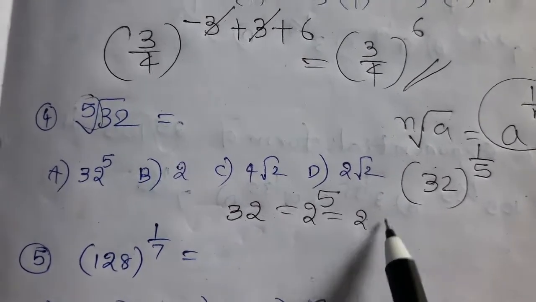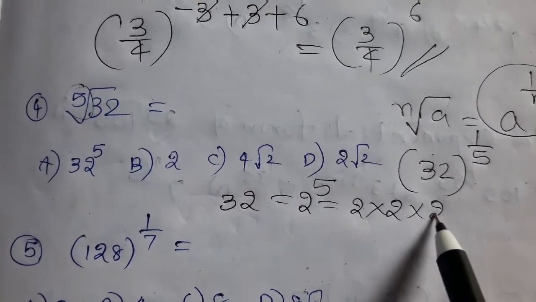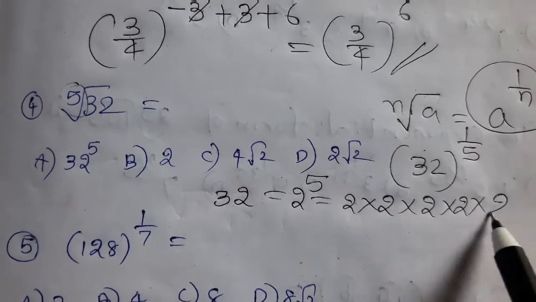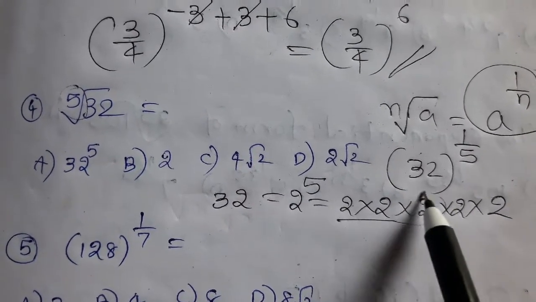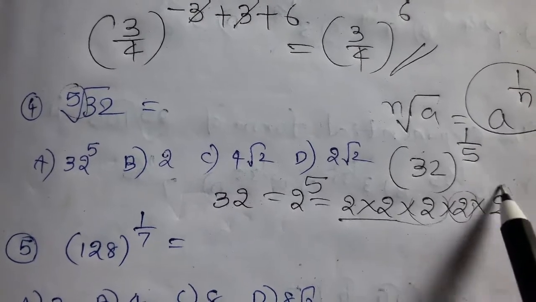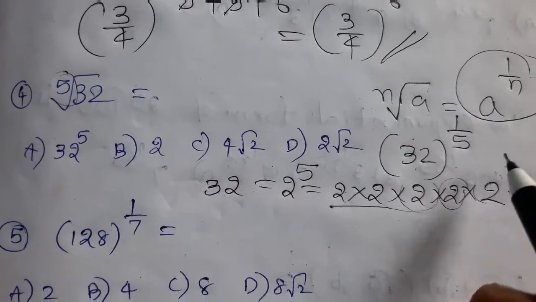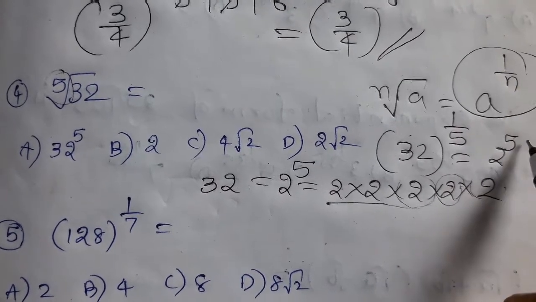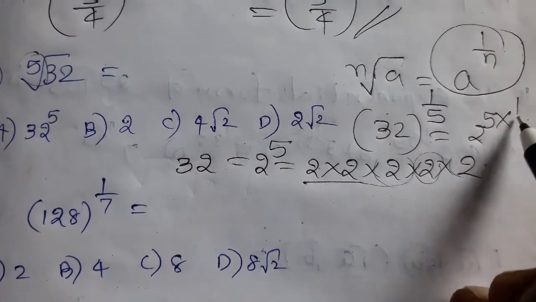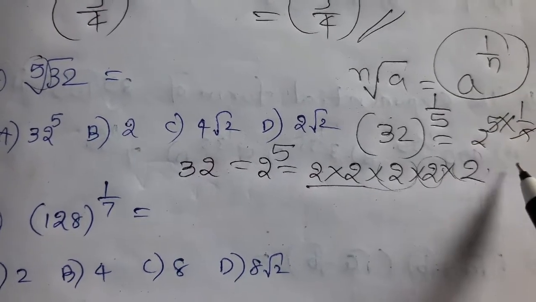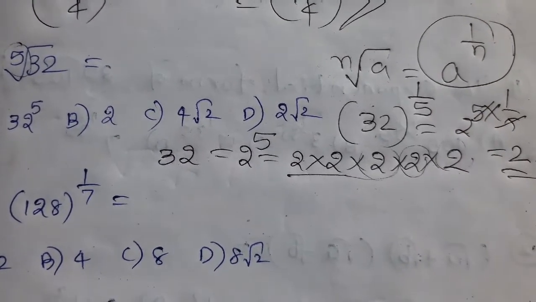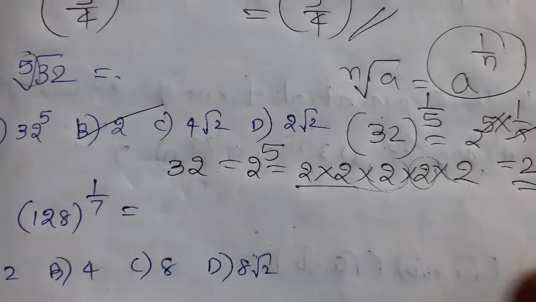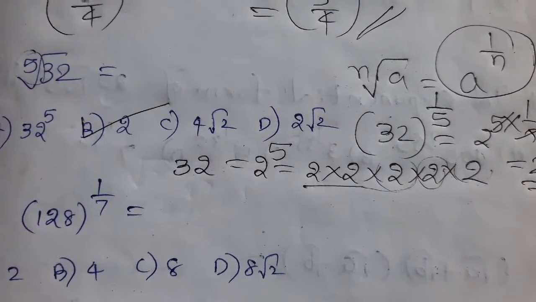That means 2 is multiplied how many times? 5 times. See here, 2 2s are 4, 4 2s are 8, 8 2s are 16, 16 2s are 32, isn't it? Now this can be written as 2 power 5 into 1 by 5. This 5 cancels. The final value is what? 2. So option number 2 is the right answer of the given question.